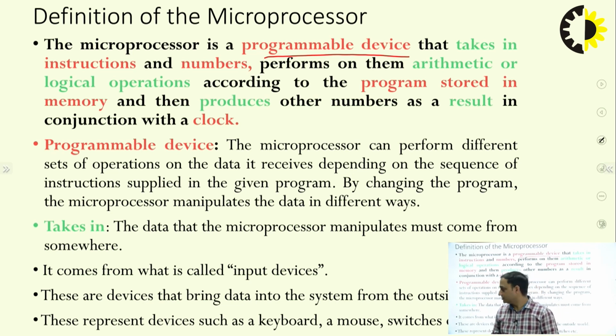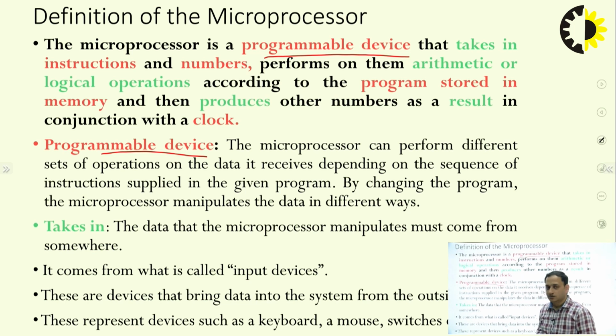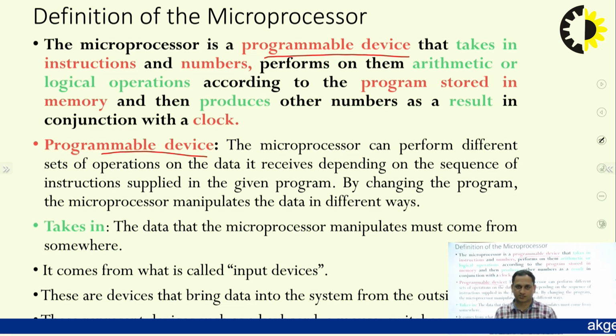Here the term used is programmable device. This shows that the microprocessor can perform different sets of operations on the data it receives from the outside world in sequence, and the instructions coming from outside are supplied to the microprocessor, which manipulates the data in different ways.